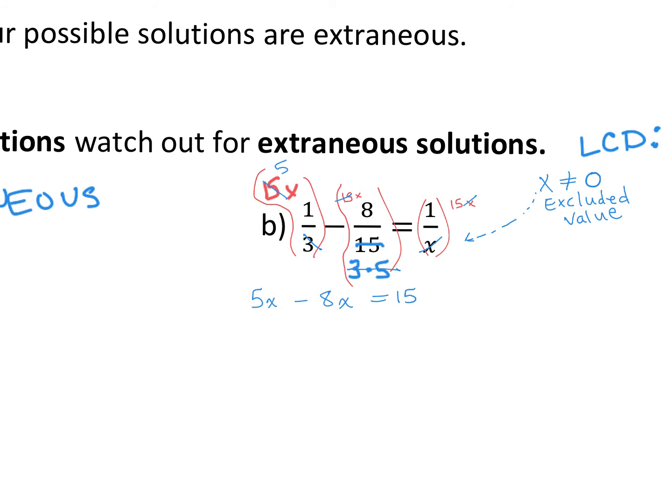All right, so 5x minus 8x is minus 3x equals 15. Dividing by minus 3, we get x equals negative 5, which is not an excluded value, so our solution is x equals minus 5.